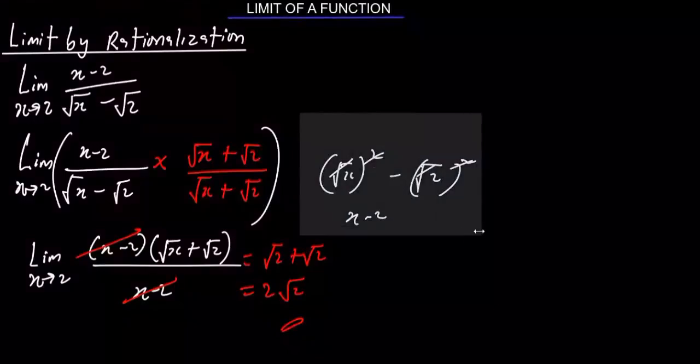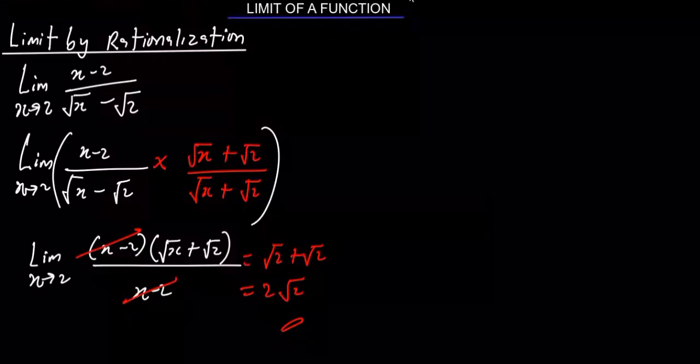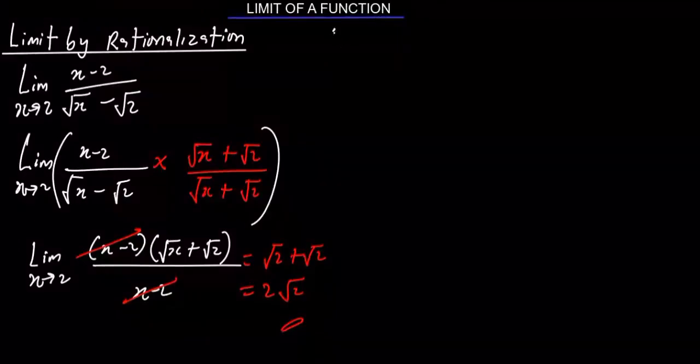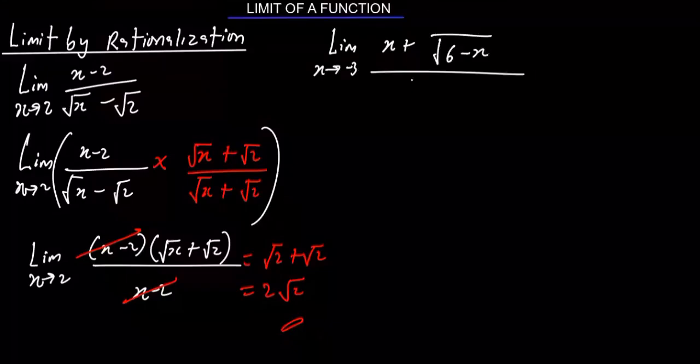Let's proceed to some tough questions. Let me say you have a bigger square root like this: the limit as x tends to minus 3 of x plus square root of 6 minus x, all over x squared plus 2x minus 3.